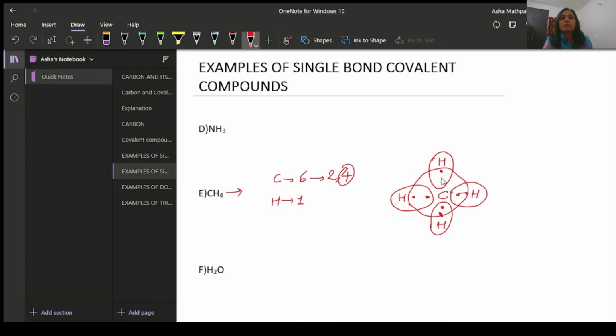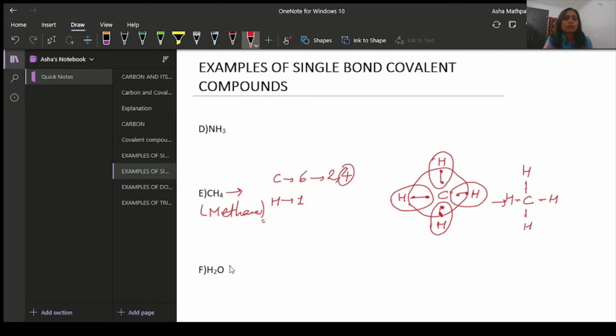So again there is a single pair of electrons which is shared, and therefore we write it as C single bond H, single bond H, single bond H, single bond H, and this is popularly called methane. So again we are seeing here that a single bond is there, that is only a single pair of electrons is shared among the atoms.